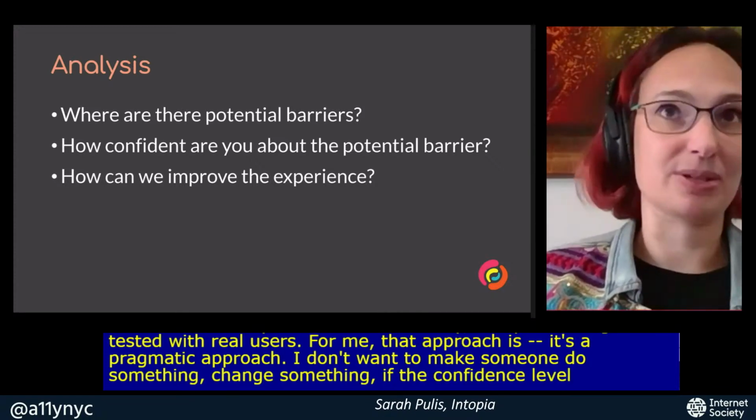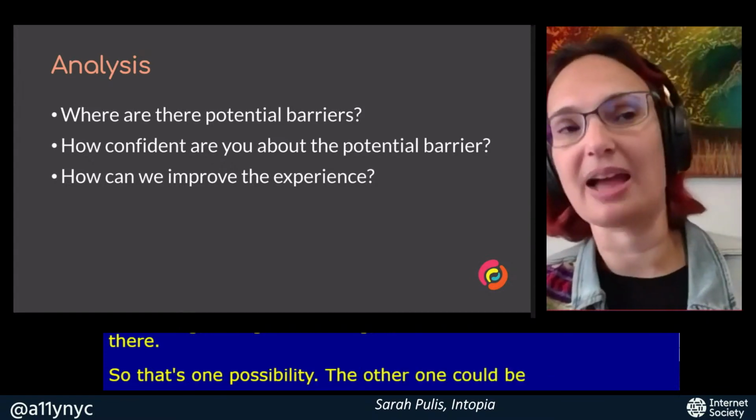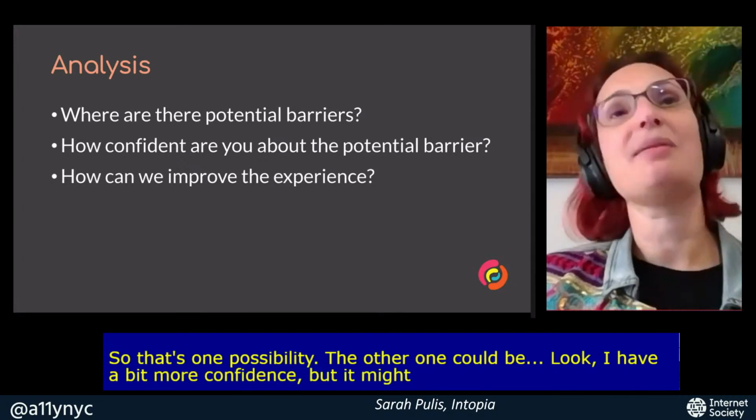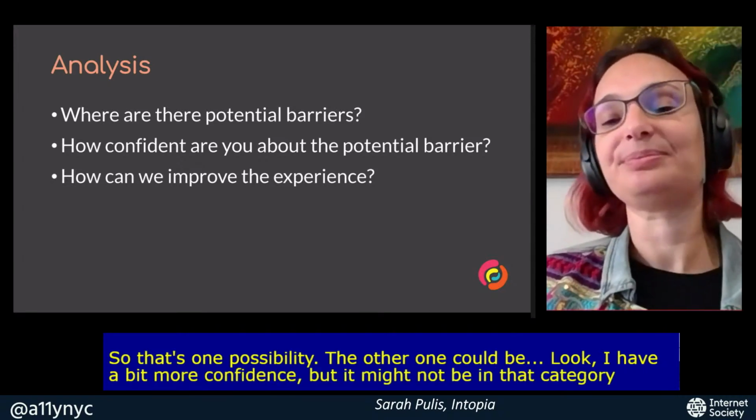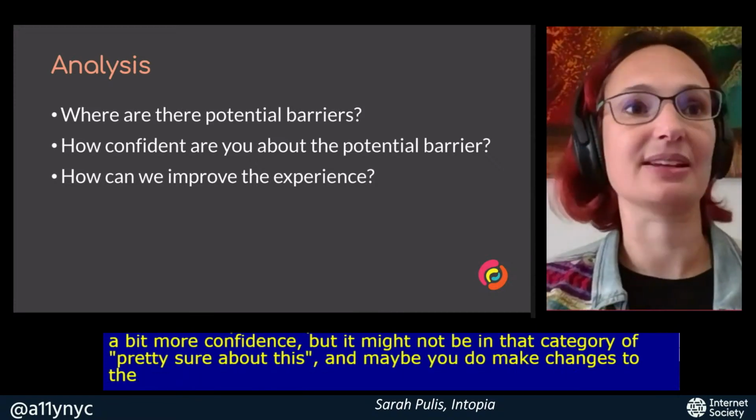So that's one possibility. The other one could be, look, I have a bit more confidence, but it might not be in that category of pretty sure about this. And maybe you do make some changes to the design at that particular time.